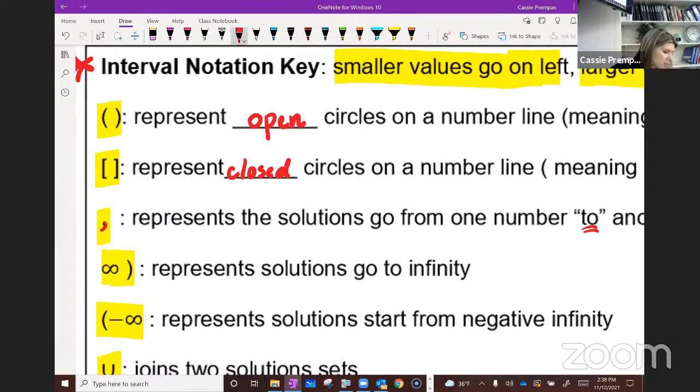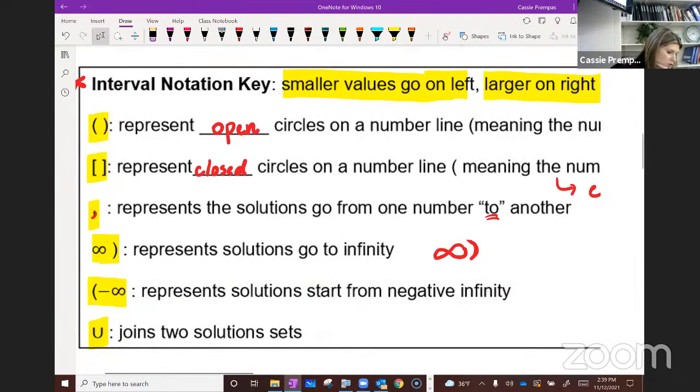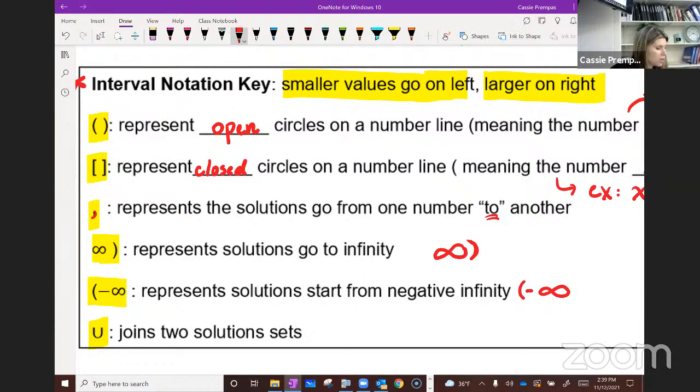To draw it, the way I do it is I start in the top right corner, and then it's just a sideways 8. And then you always put a parentheses around it, but I'll tell you why after we've done a few examples. The negative infinity symbol represents that solutions start from negative infinity. And you can practice writing this one. You would just draw your infinity symbol and put the negative sign in front of it. And then in this case, the parentheses always goes around the negative symbol. And then lastly, the U is a symbol that will join two sets.